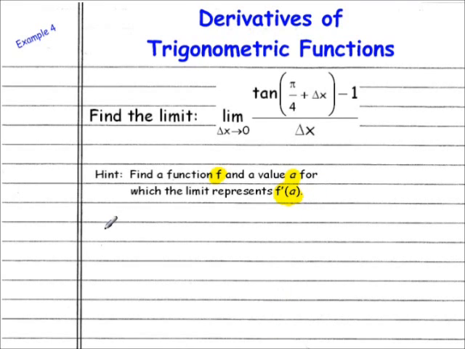Let's remember that when we have a function f, by the definition of the derivative, the derivative of f is defined as a limit. It's the limit as delta x approaches 0 of f of x plus delta x minus f of x, all divided by delta x.